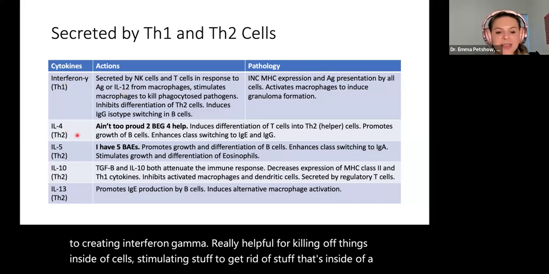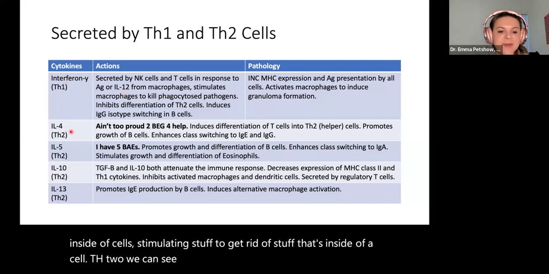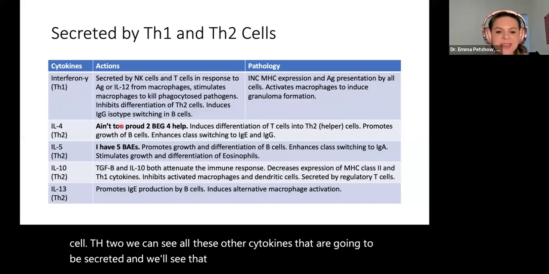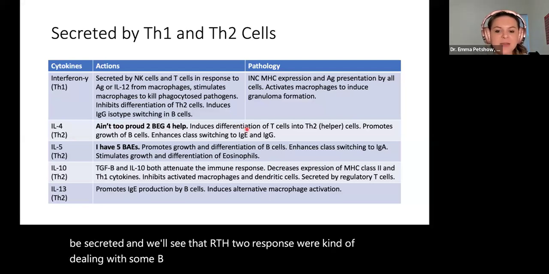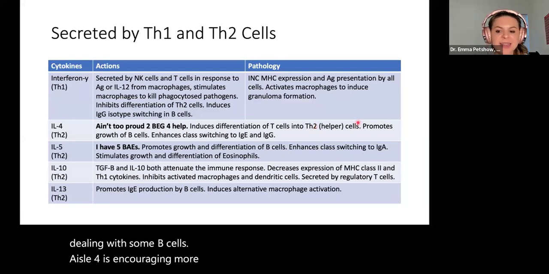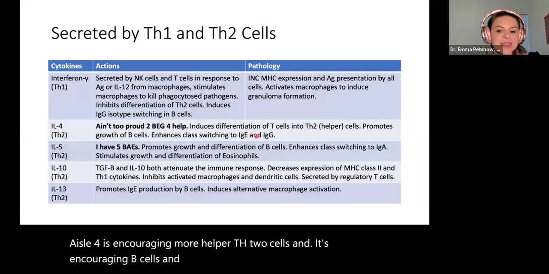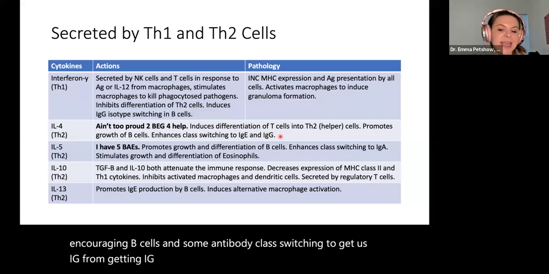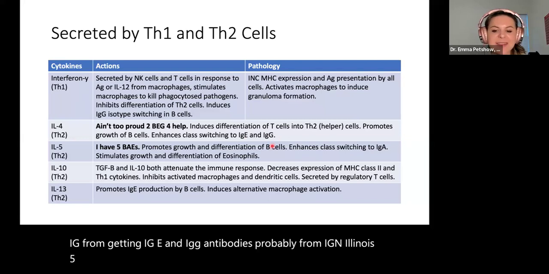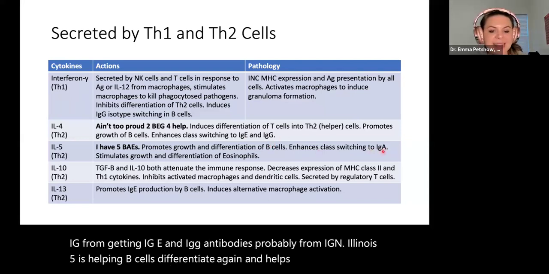Th2, we can see all these other cytokines that are going to be secreted. And we'll see that with our Th2 response, we're dealing with some B cells. IL-4 is encouraging more helper Th2 cells, and it's encouraging B cells and some antibody class switching to get us IgE and IgG antibodies, probably from IgM. IL-5 is helping B cells differentiate again and helps class switch to get IgA antibodies.